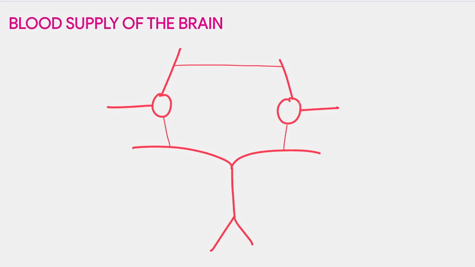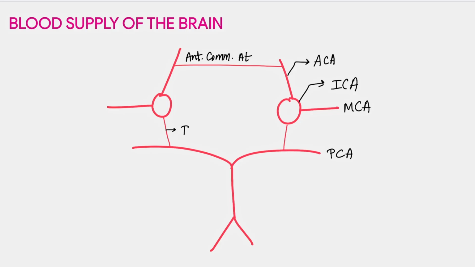So if I had to label it, this would be the internal carotid artery, ICA. This would be the MCA. This would be the PCA. And this would be the anterior cerebral artery. This is the anterior communicating artery. And this here is the posterior communicating artery.